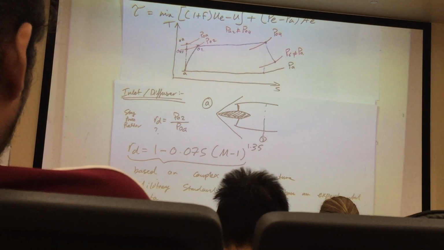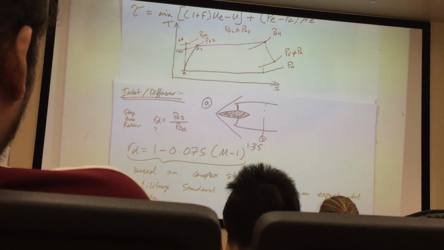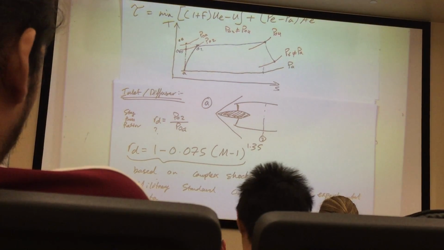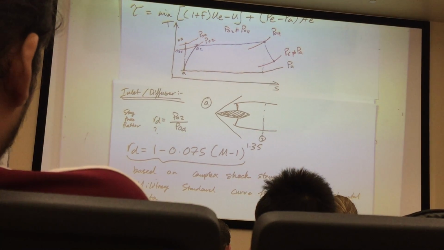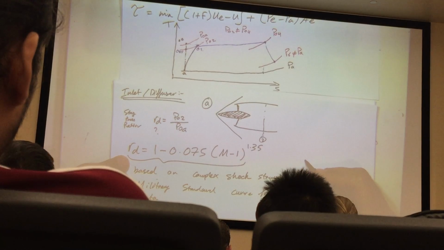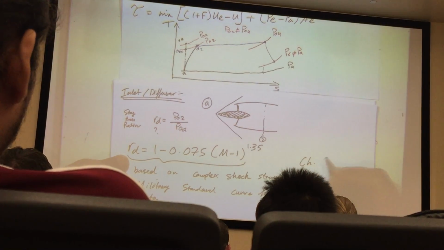So that's one of the equations for your diffuser. This is actually not giving out any trade secrets in chapter 6.